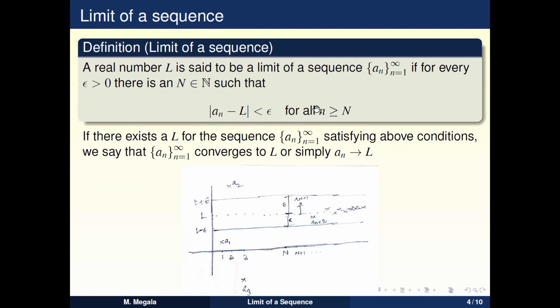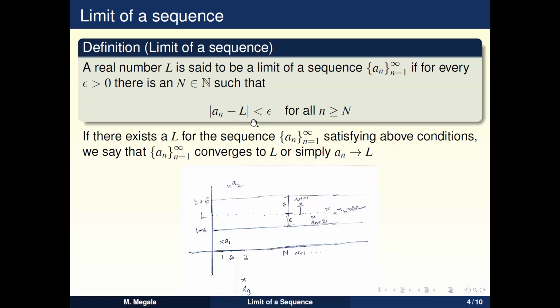So how is it a limit? If we carefully notice, for every epsilon we will get an N such that, except for finitely many entries, their distance from L is less than epsilon. So if I take epsilon as small as I want, very close to 0, by the definition I can still find N such that only finitely many entries are left.